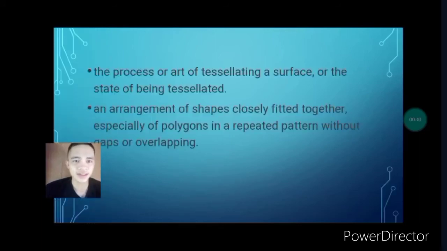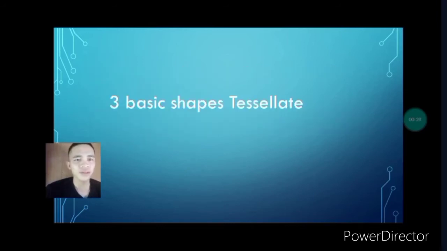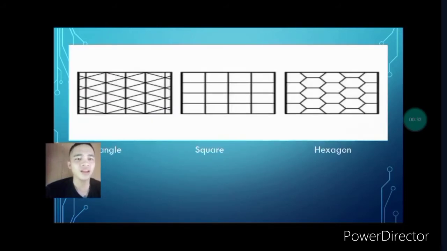What is tessellation? The process or art of tessellating a surface, or the state of being tessellated. An arrangement of shapes closely fitted together, especially of polygons in a repeated pattern without gaps or overlapping. There are three basic shapes that tessellate: the triangle, the square, and the hexagon. These pictures show what pattern you get if you tessellate these shapes.